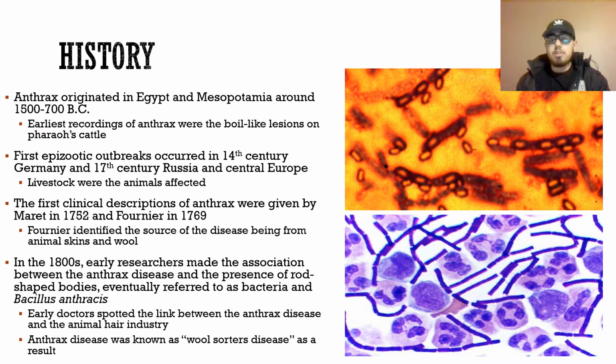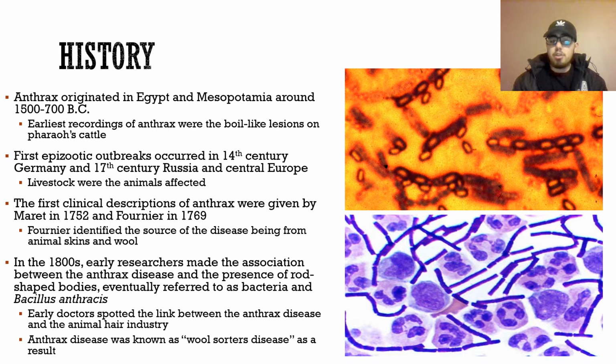The first clinical descriptions of anthrax were given by Merritt in 752 and Fournier in 1769. However, Fournier was actually the one that identified the source of the disease as being the animal industry, whether that be meat, skins, wool, any sort of animal product. In the 1800s, early researchers made the association between the anthrax disease and the presence of rod-shaped bodies, eventually referred to as bacteria, and then Bacillus anthracis, which is its scientific name.